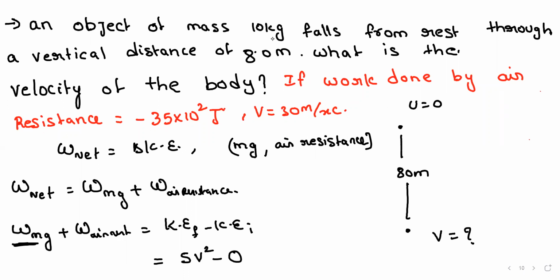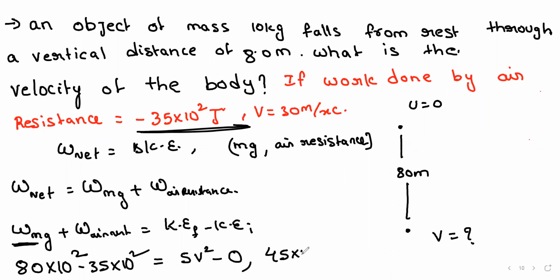Please type it in the chat box. I will do it again. Work done by weight is 80 into 10 power 2. Work done by air resistance is minus 35 into 10 power 2. So we get 45 into 10 power 2 is equal to 5V square. V is 30 meter per second.